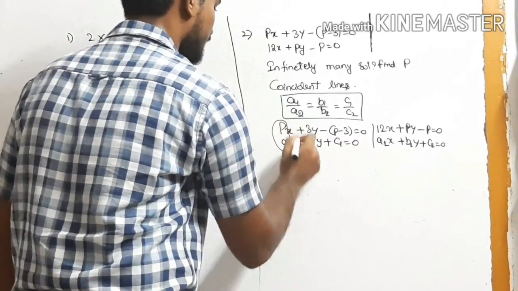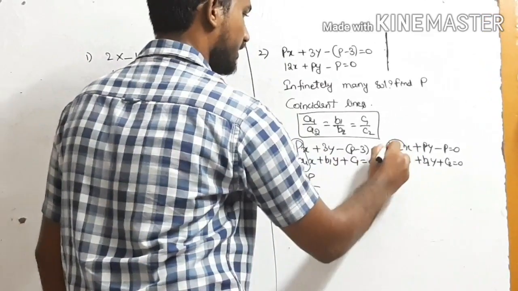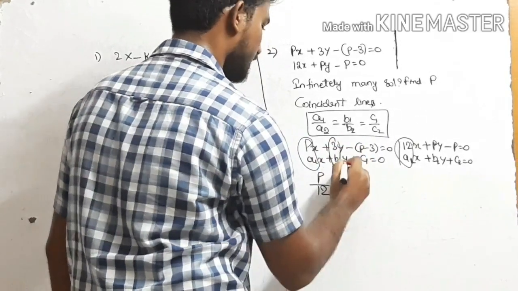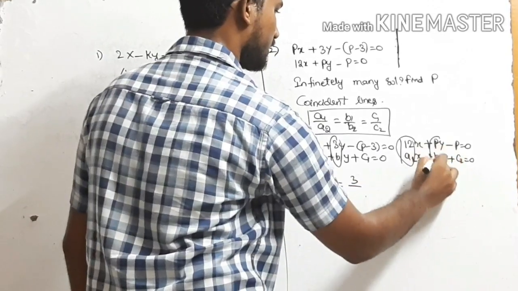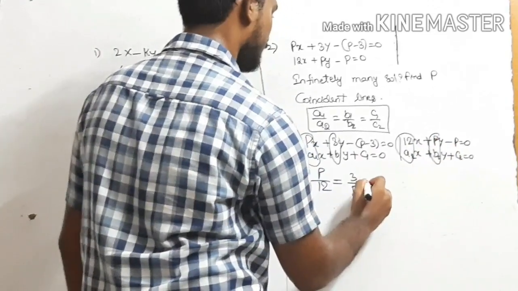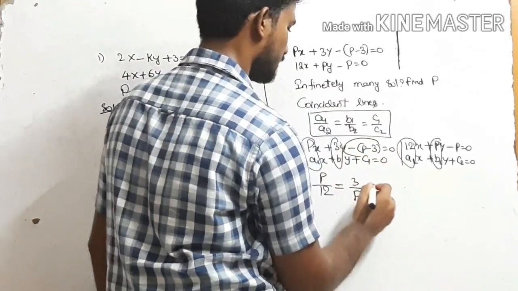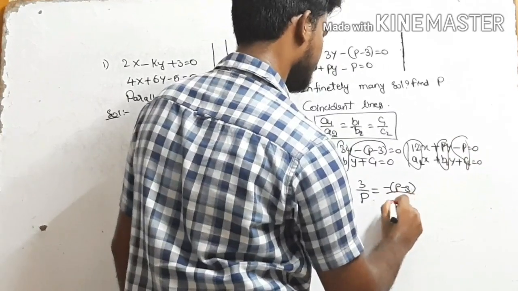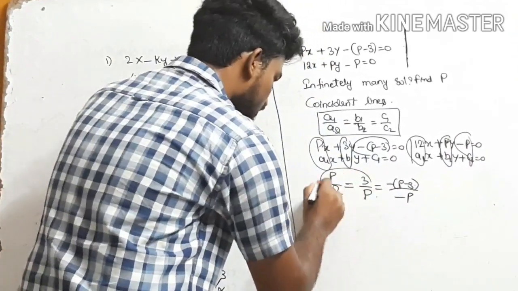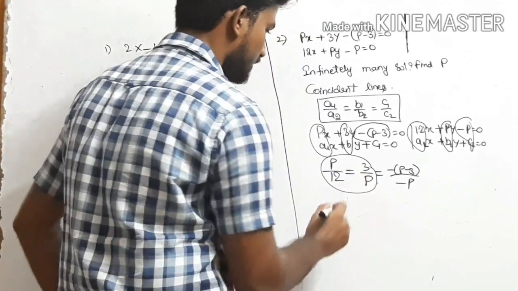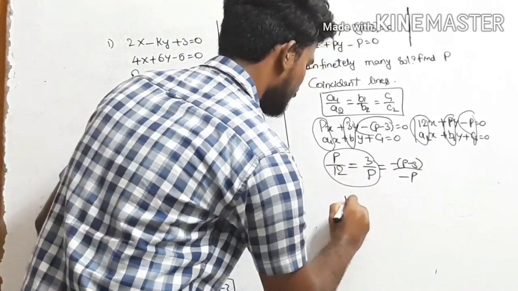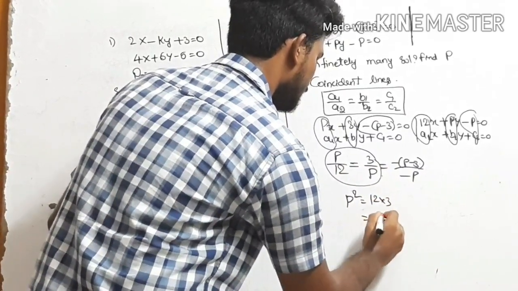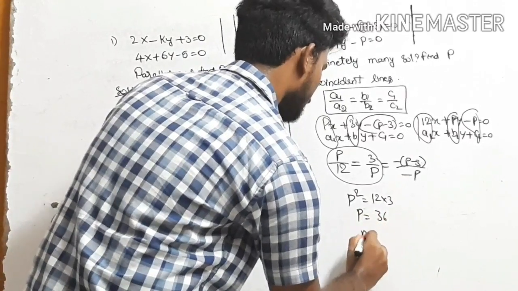Here a1 is p, a2 is 12, b1 is 3, b2 is p, c1 is minus (p minus 3), and c2 is minus p. Take these values for finding p. By cross multiplication, p into p is p square, and 12 times 3 is 36, so p square.